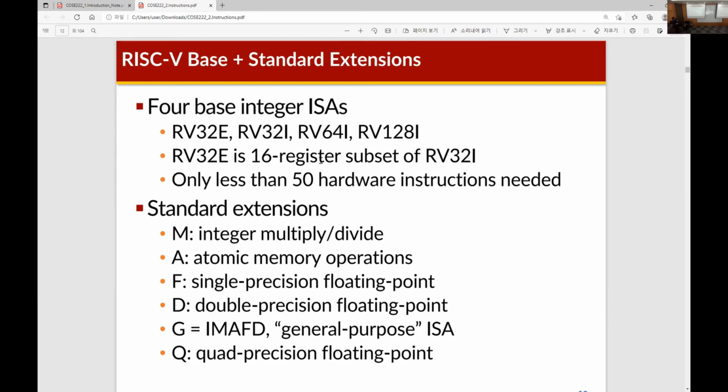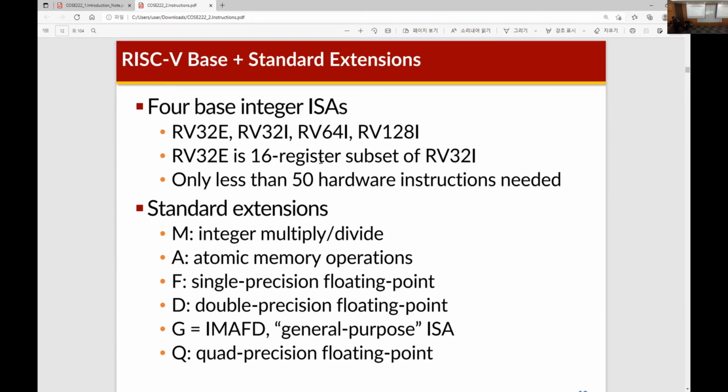So if we mention RV64I, it means that this ISA supports the integer instructions, and the width of the register file is 64. This means RV64I can handle 64-bit data. So the number represents the width of the register file.